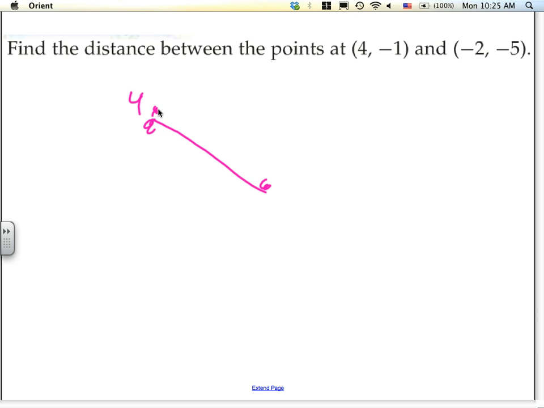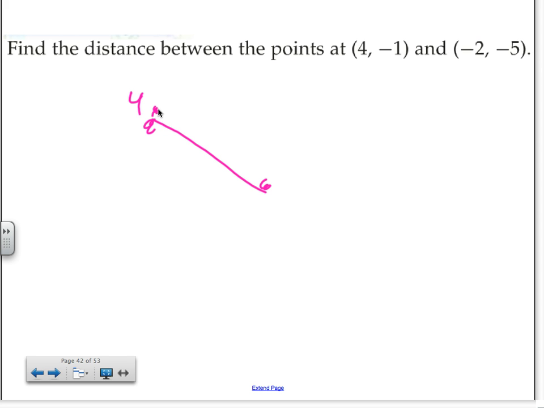Okay, so here are the 2 points: 4, -1, and here's -2, -5. And you can clearly see that I can make a path for it, right? And that path happened to be your slope, rise over run. And that at least reminds you that, hey, I can certainly find the slope of these 2 points. So how do we find the slope? Subtract. Subtract, there you go.